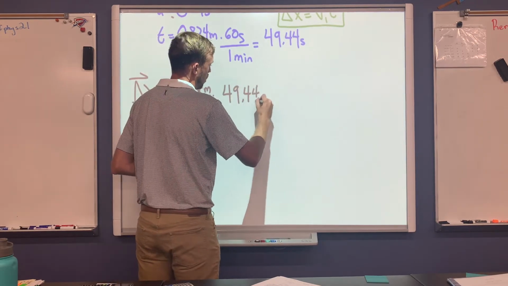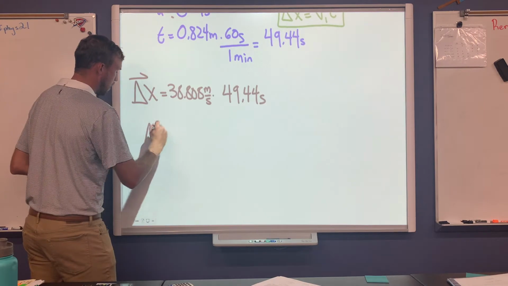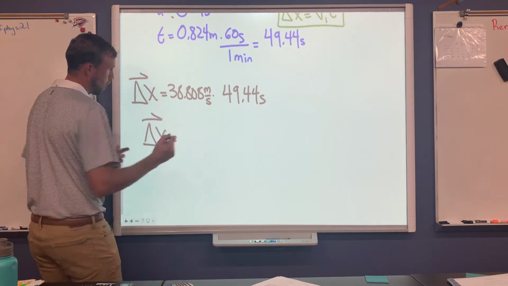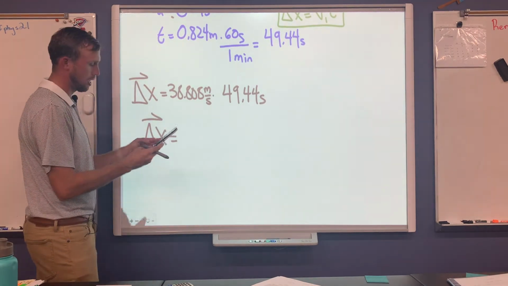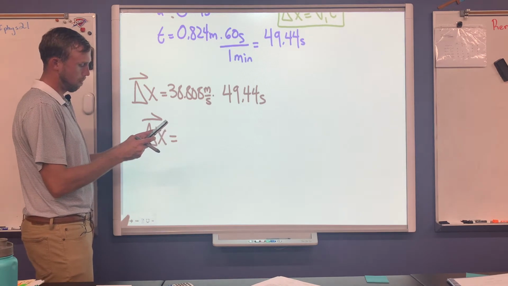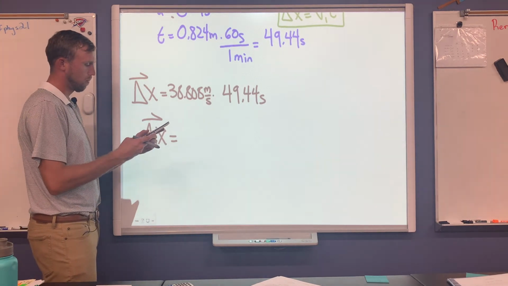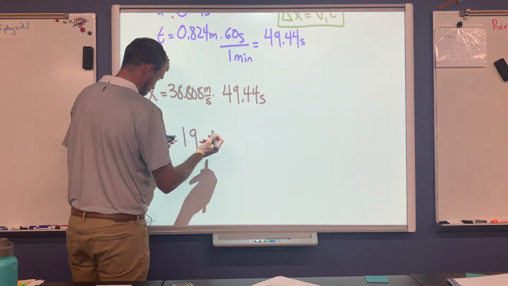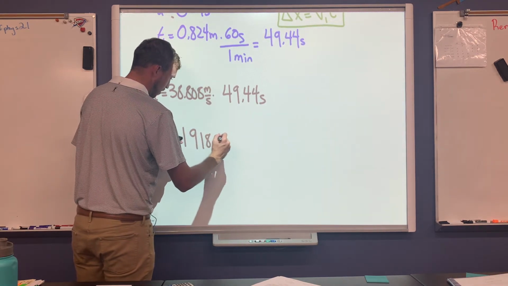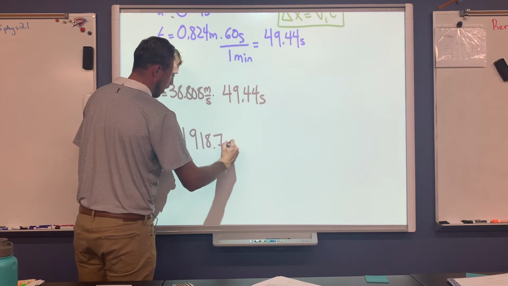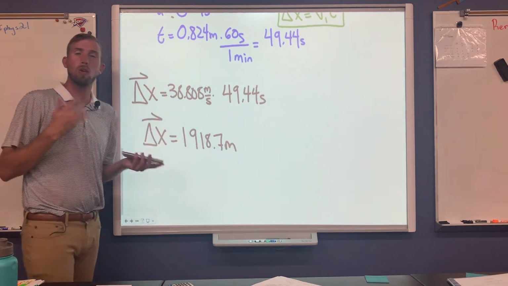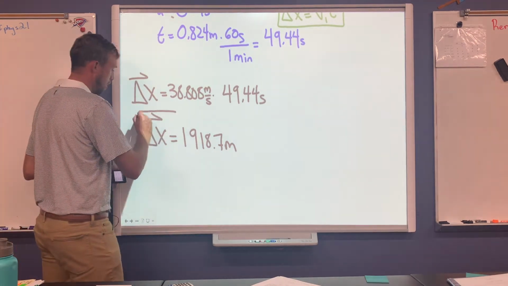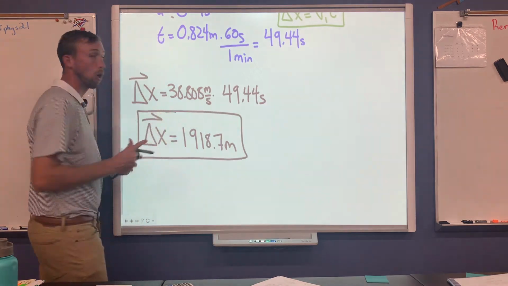49.44 seconds. So now my delta x, my displacement term, 38.808, let's see what I get. Multiplied by 49.44, I get 1,918.67. Again, usually we go to 3 sig figs, but I'm going to wait and do that rounding until the very end. So here's my delta x for part B.